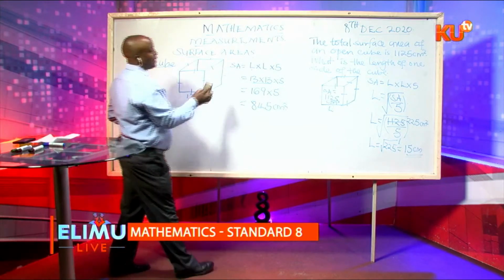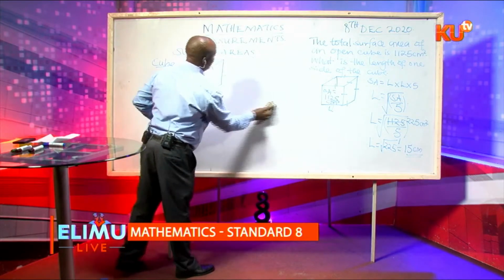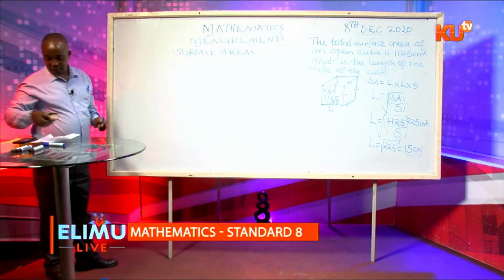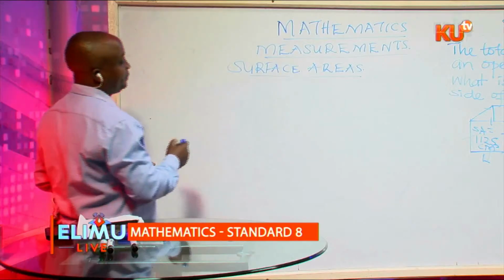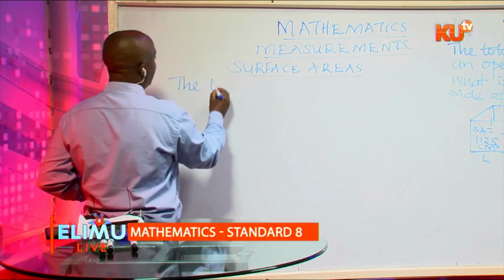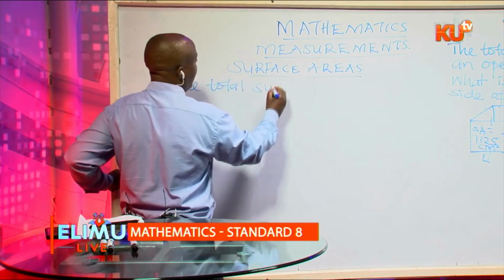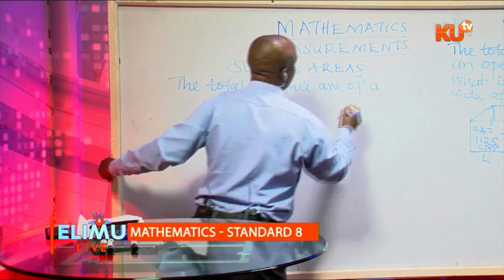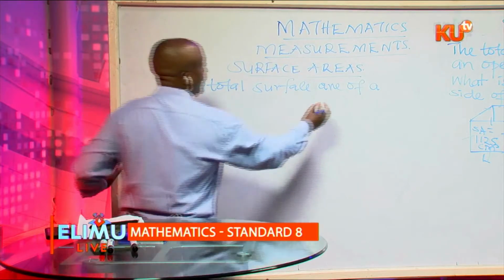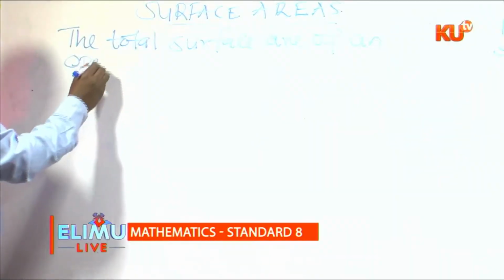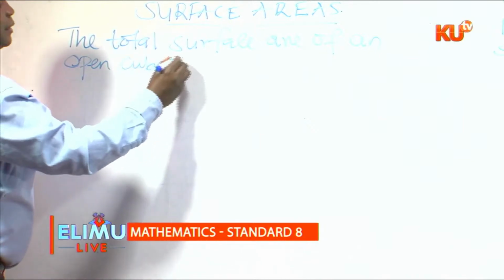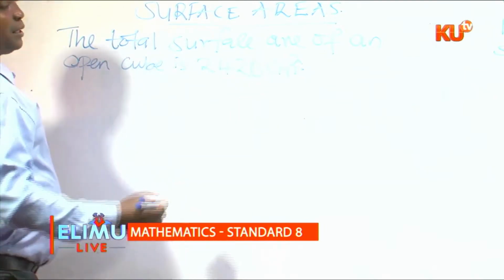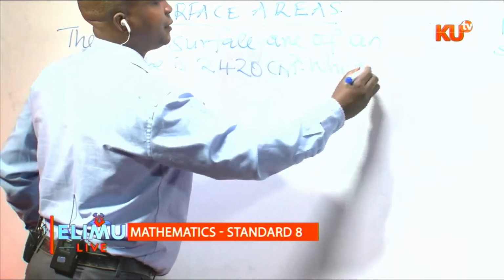That is example 1: to find the length of one side or one edge of an open cube given the total surface area. So I'll do the next one. The total surface area of an open cube is 2,420 centimeters squared. So what is the total length?